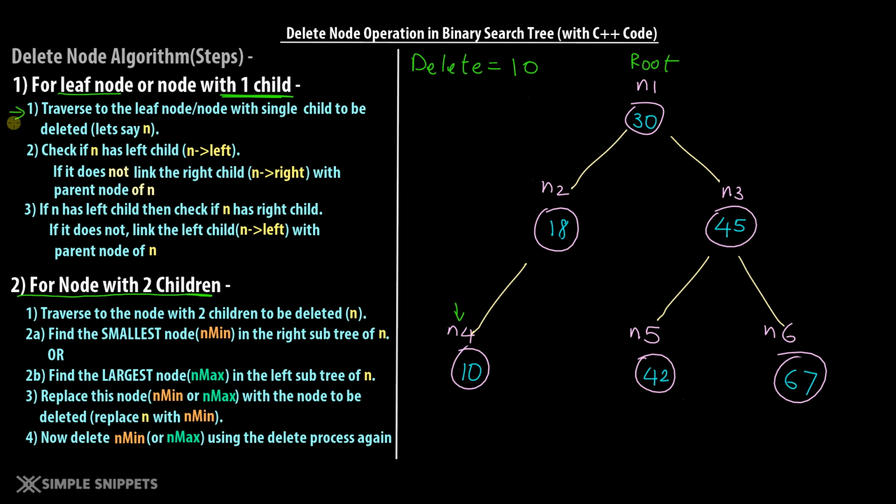Let's see the step 1. Now the step 1 says you have to traverse to the leaf node or the node with a single child to be deleted, and let's say it is called n. So the node to be deleted has to have a value of 10. So you'll start the traversal from n1, you'll go to n2, you'll go to n4. I hope you know how the traversal goes. And now you'll get a match. So this is step 1. Let's call n4 as n. And now you'll go to step 2.